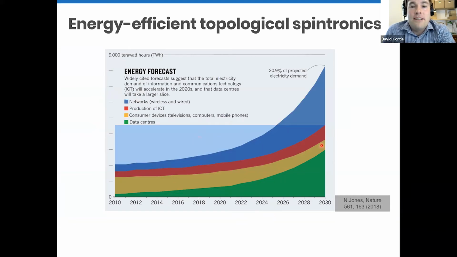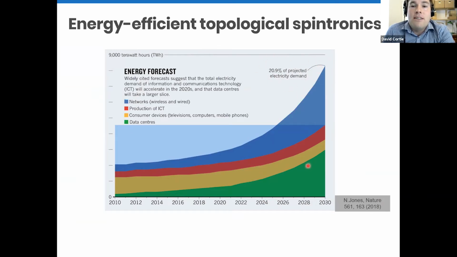You may have seen this graph that appeared in Nature a few years ago, and it projects the electricity usage across society, and things are growing exponentially, right? There's this projection that by 2030 information technology will consume around 20% of the overall electricity usage in society, which is obviously very high and a big barrier towards a sustainable society.